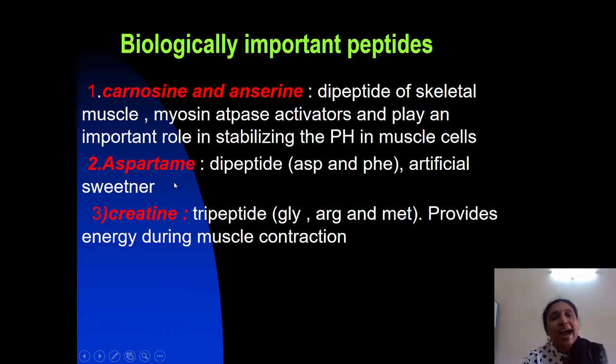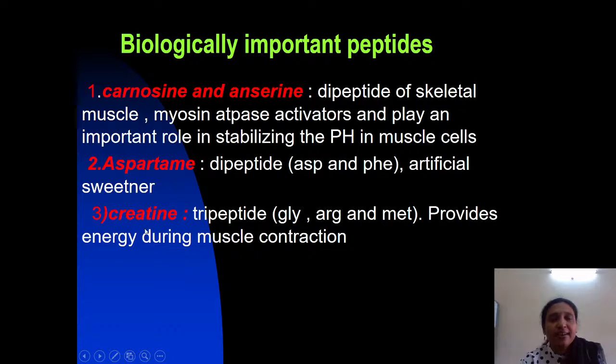Then the next biologically important peptide is aspartame. It is also a dipeptide made up of two amino acids, aspartate and phenylalanine. It is sweeter than sugar and honey, so it is used as an artificial sweetener. So the second one is aspartame, a dipeptide made up of aspartate and phenylalanine, an artificial sweetener used in the sweet industries.